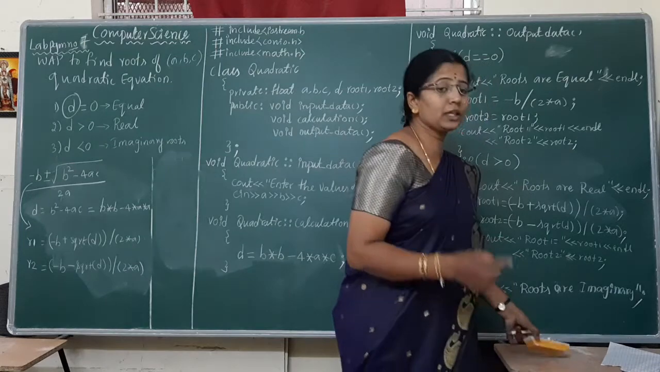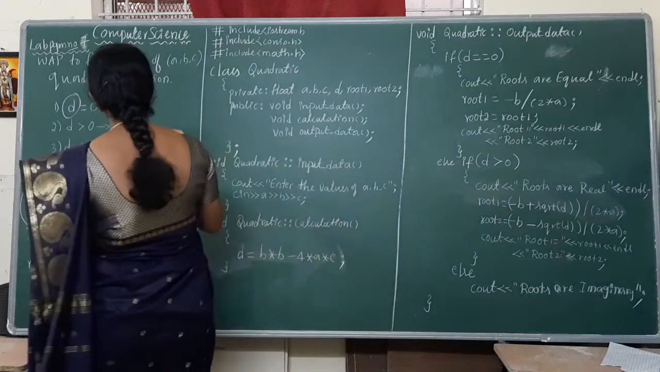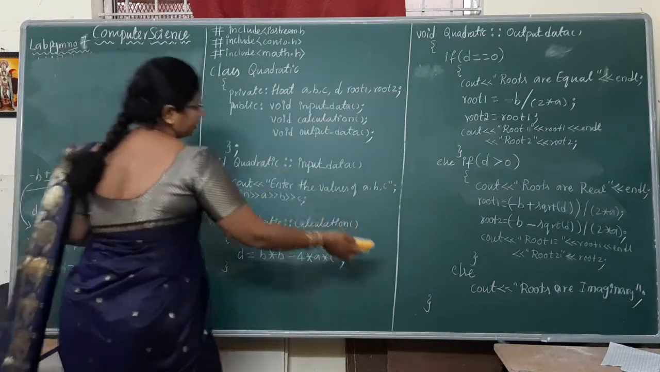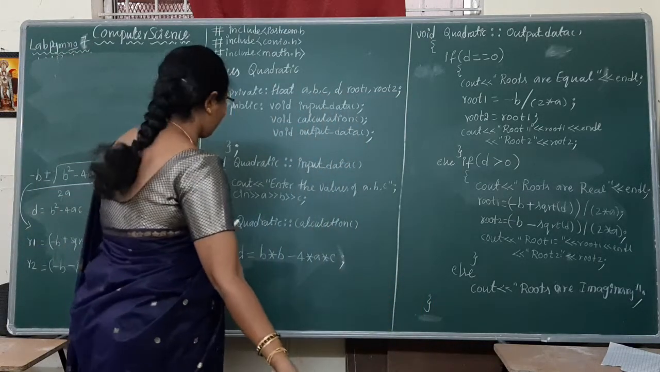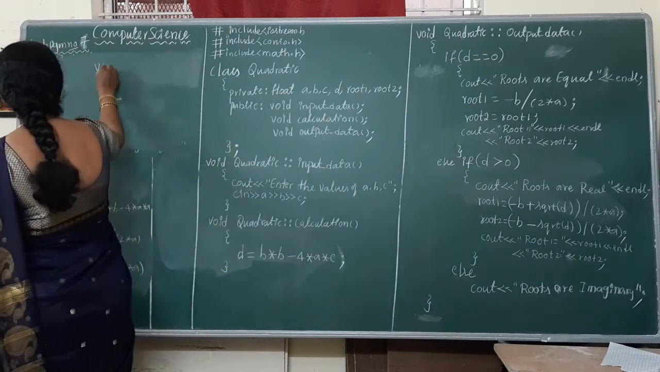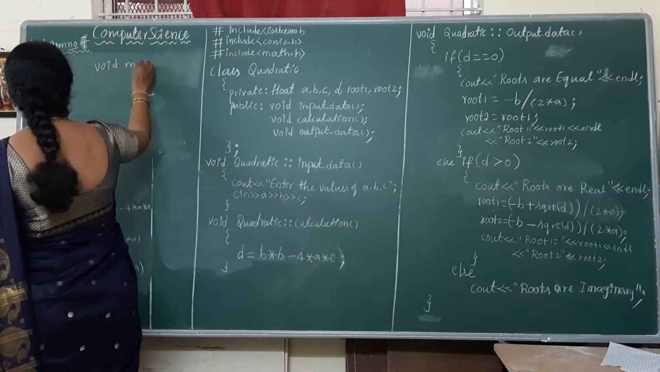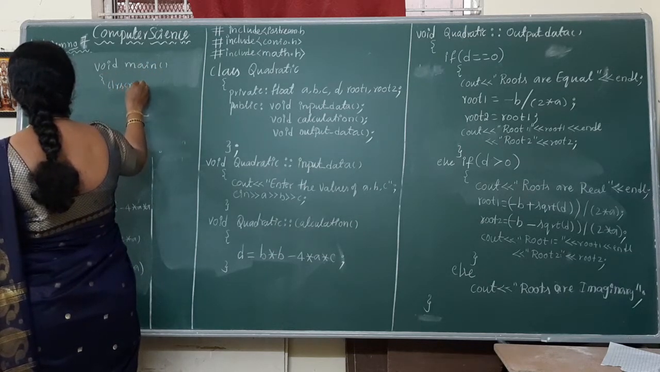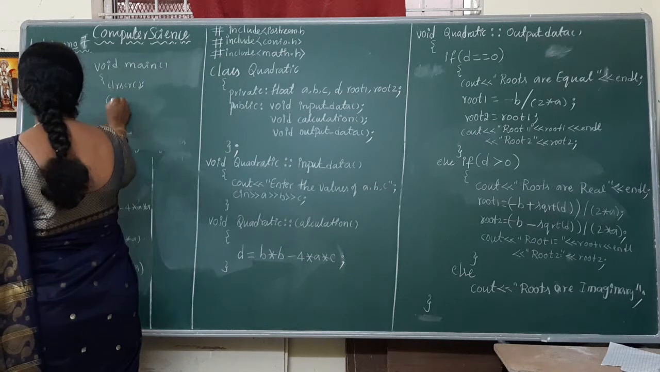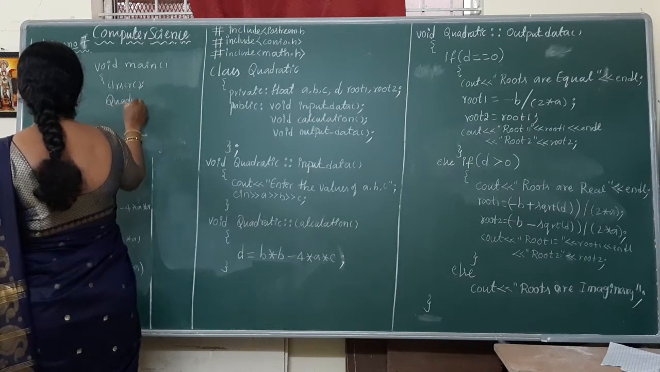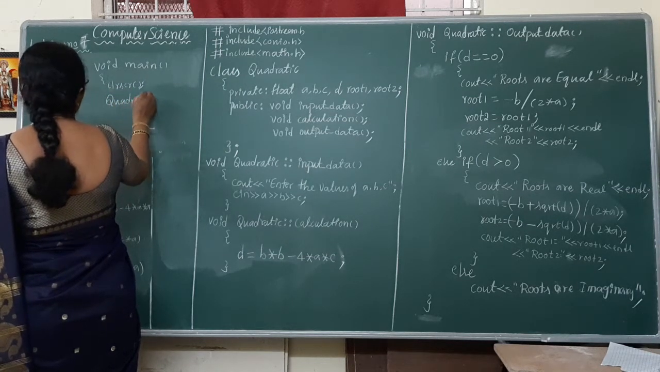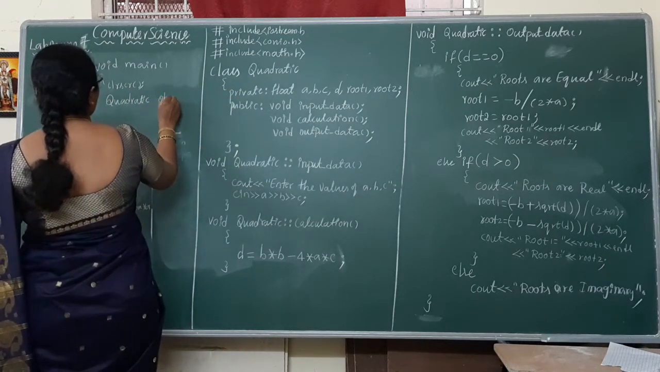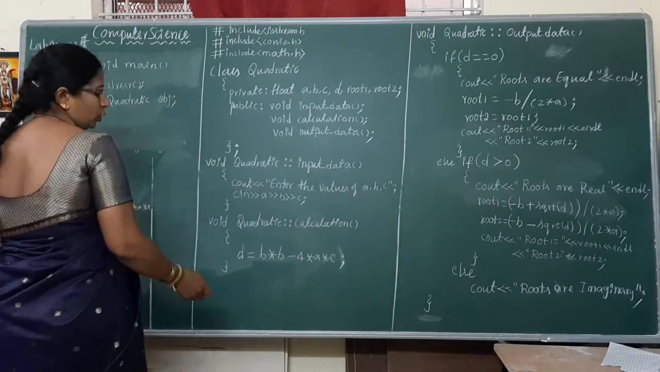So we are left with void main. Can I write it here, the void main? After this function, I am continuing here. Void main, clrscr to clear the previous output screen. I need to create an object with a class name. What is the class name? Quadratic. And the name of the object is obj.